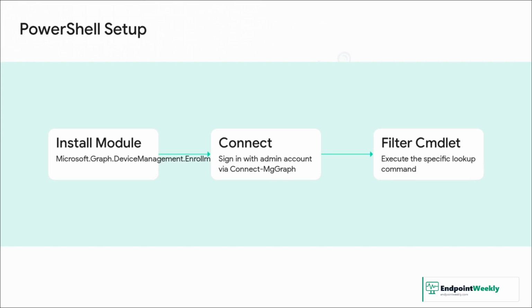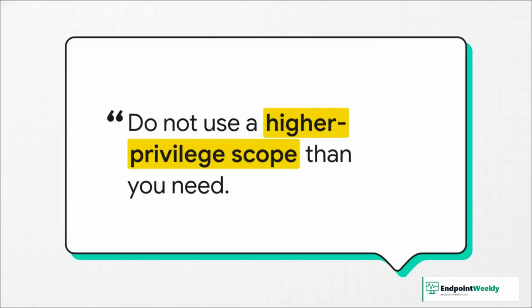Simple as that. Now, a really crucial point here is security. When you authenticate, you have to define your permission scope. And the golden rule? Do not use a higher privilege scope than you need. If you're just doing basic lookups, the scope DeviceManagementServiceConfig.Read.All is perfectly sufficient. You really only need to escalate to ReadWrite.All if you're actually going to programmatically update things like group tags. Always follow the principle of least privilege.